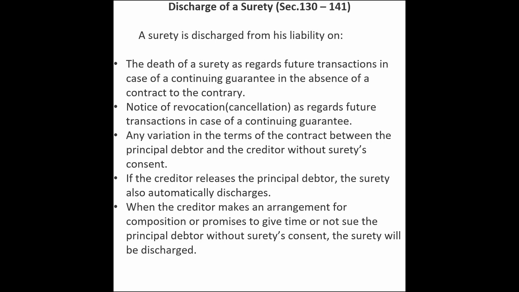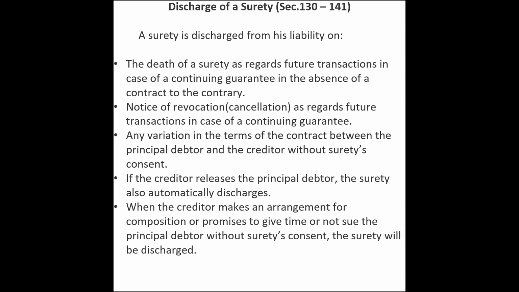Number one, the death of the surety as regards future transactions in case of a continuing guarantee, in the absence of a contract to the contrary. That is, if one person has expired, we cannot appoint a new person in his place. In such a case, the surety may be discharged. Another one is notice of revocation. Revocation is nothing but cancellation. So when the transaction has been disagreed or cancelled, the surety may be discharged. And if there is any variance between the principal debtor and the creditor without the surety's consent, that is, without the knowledge of the surety, if the principal debtor and creditor make some transactions, at that time the surety may be discharged.